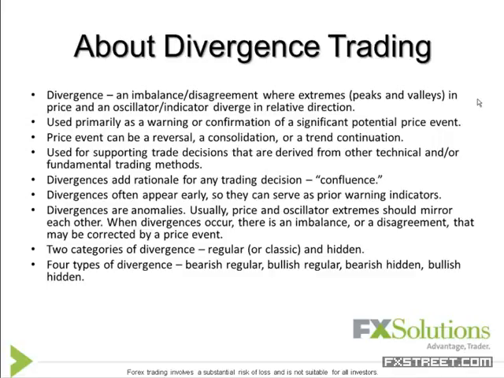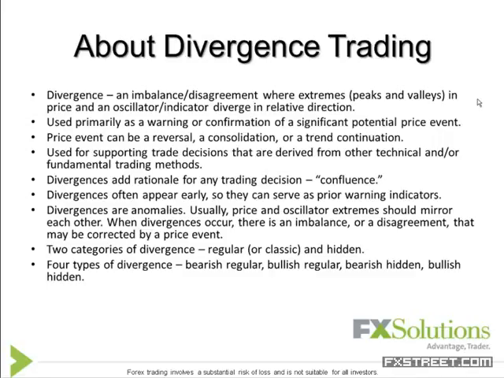Divergences add rationale for any trading decision. They contribute to what I call, or what's called, confluence, which is a coming together of different technical factors, providing you with additional rationale or stronger rationale for getting into a trade or getting out of a trade. Okay, so divergences, as you'll see, often appear early, so they can serve as prior warning indicators of, let's say, potential turns in the market.